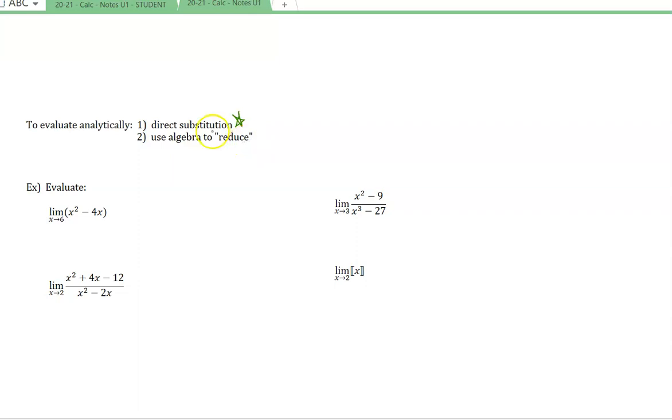Now, we need to be very careful with this because, as we have seen before, the limit does not care what is happening at a point. It only cares what's happening around a point. So in order to use this method, we need to know without a doubt that the function we are evaluating doesn't have something funky going on at that particular point.